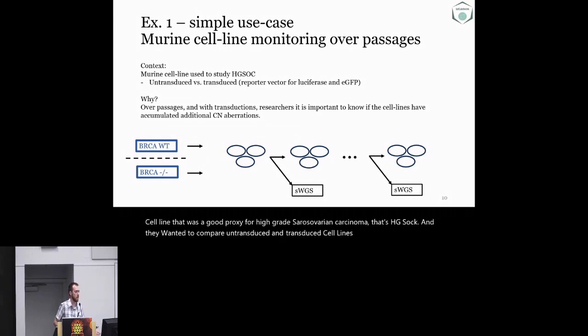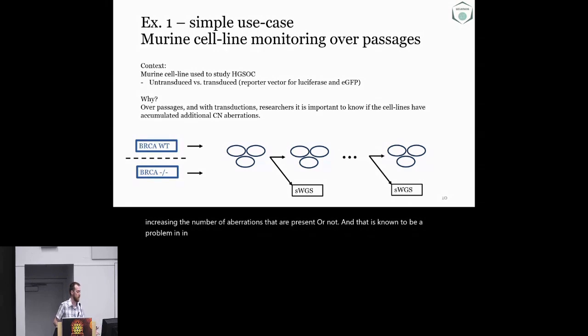So this was a background of P53 knockout, so that's just a gene knockout, and then they were adding another knockout, so BRCA wild type gene versus the knockout of that gene. And they wanted to see across passages, so that's as they're letting the cells grow out and making passages of those cells, whether or not they're increasing the number of aberrations that are present or not. And that is known to be a problem in that field.